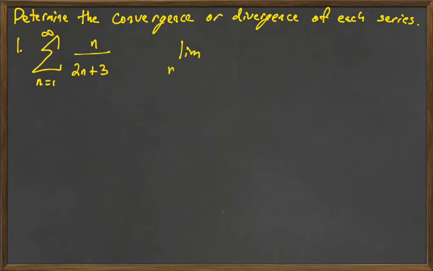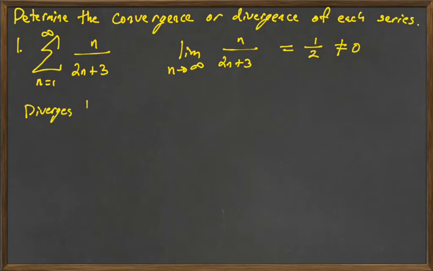So we're going to take the limit as n goes to infinity of n over 2n plus 3, and then using what we know about horizontal asymptotes, this has a horizontal asymptote of 1 over 2, and so that's the limit. That limit is not 0, and so because that limit is not 0, this diverges by the nth term test.